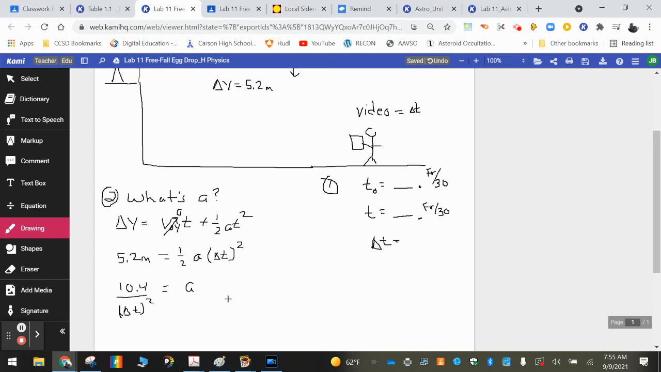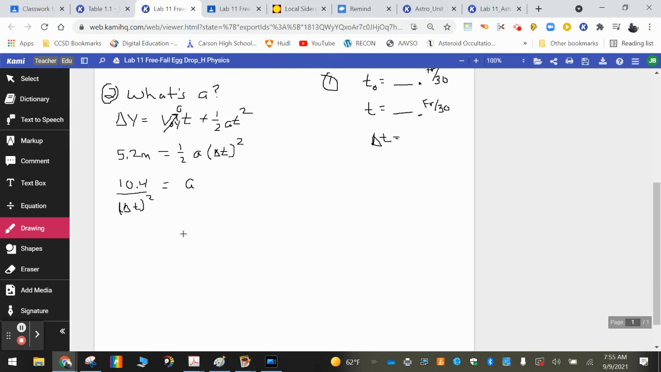All right. Any questions so far? Any comments? Okay. All right. So that's why it's important to get this delta t here, right? Okay. All right. So the third calculation is going to be velocity. We'll say velocity at impact. Okay. All right.